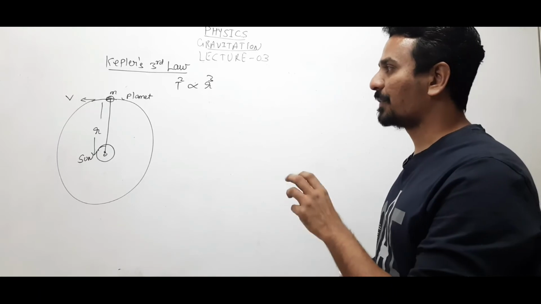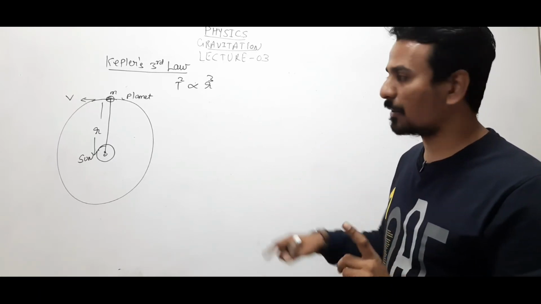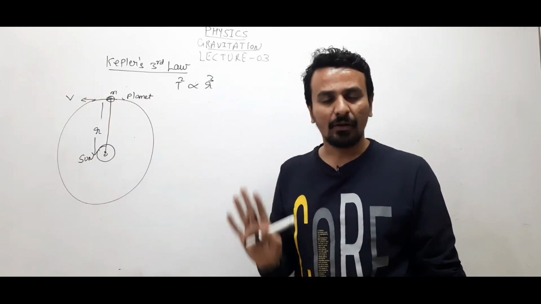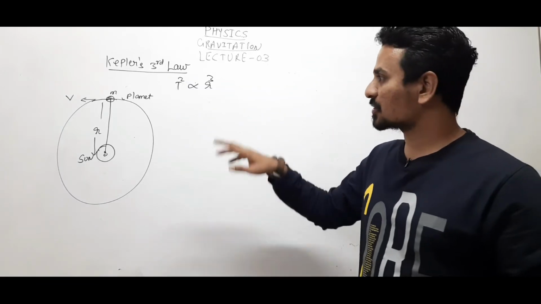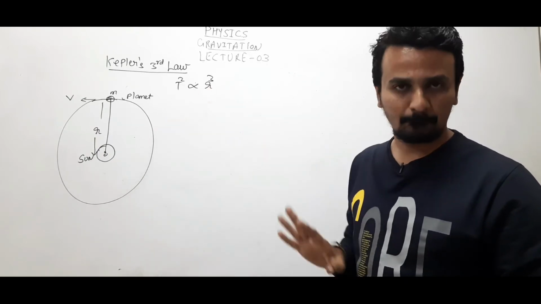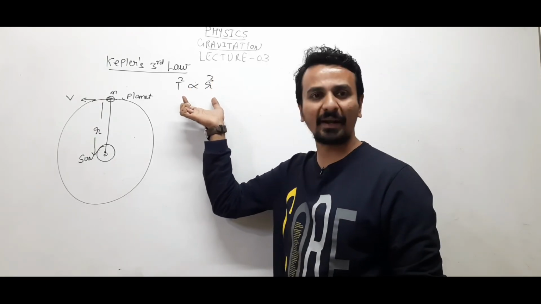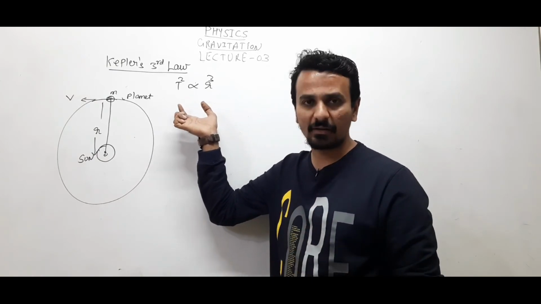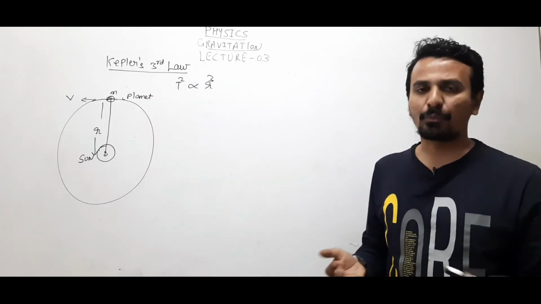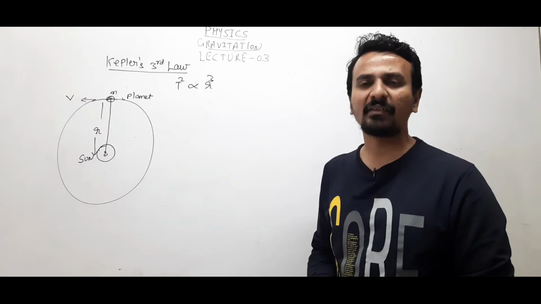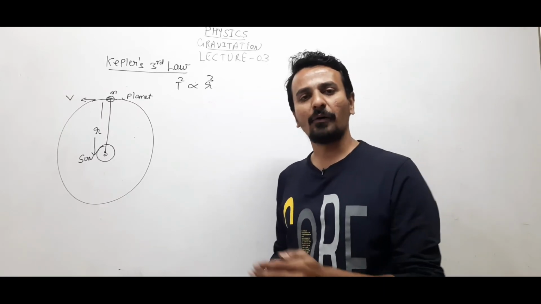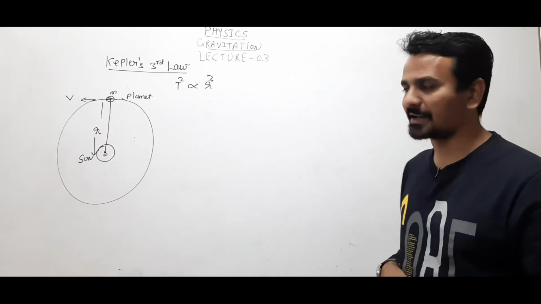Let us say that a planet revolves in a circular orbit around the sun. This is the sun. According to Kepler's third law, the square of the time period of a planet is proportional to the cube of the distance between them. This is what we have to prove mathematically: T squared, where T stands for time period, is proportional to the cube of the distance between the sun and the planet, or the cube of the semi-major axis.